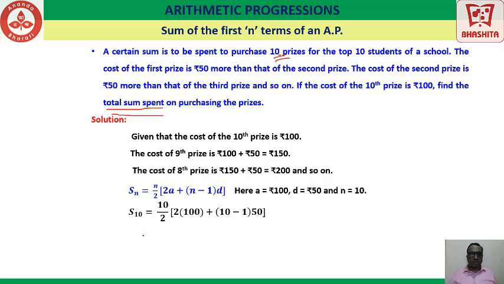Yes. So the answer will be simplified in the next step, as 10 by 2 is 5. 2 into 100 is 200. 10 minus 1 is 9. 9 into 50 is 450. So 450 plus 200, 650. So 5 into 650. And 5 into 650 will give us 325 followed by 0. 3250. That should be the answer for this question.